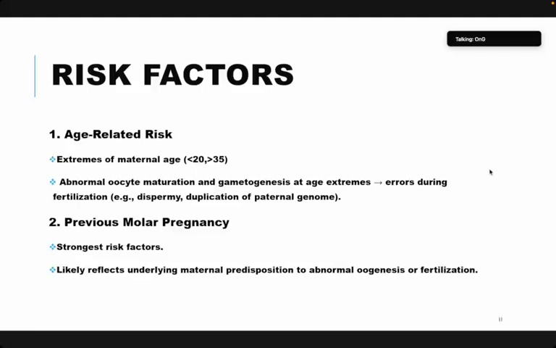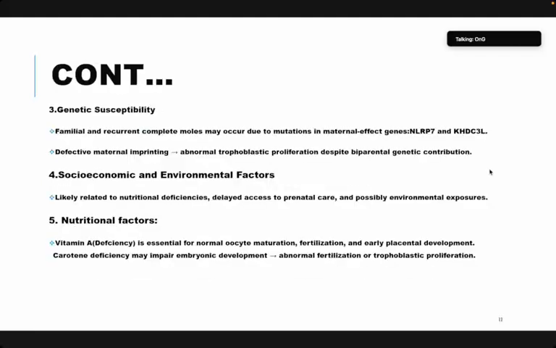Now, in terms of risk factors, as I've mentioned, extremes of age are thought to be a risk factor, and it's believed to be because of abnormal oocyte maturation and gametogenesis at the extremes of age. With molar pregnancies, it is said that the more molar pregnancies you've had before, the higher the risk of developing another molar and possibly GTN. There's also a genetic susceptibility to getting the condition, as I mentioned, a mutation in the maternal effect genes, which are NLRP7 and KHDC3L.